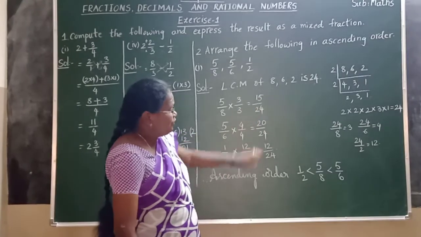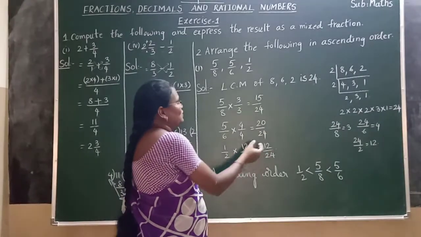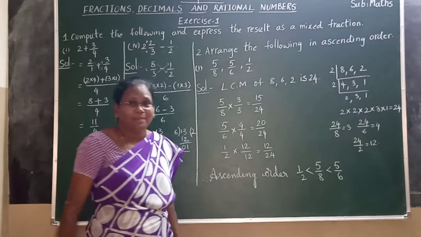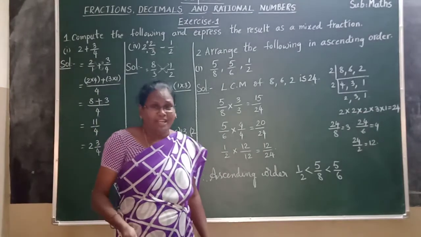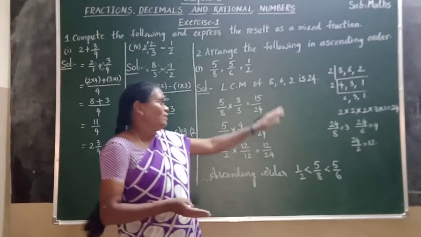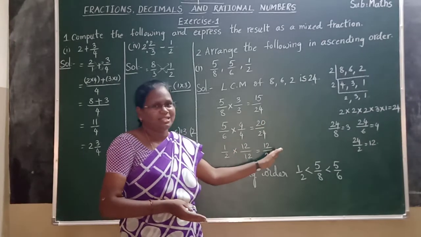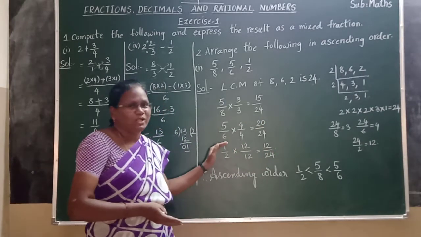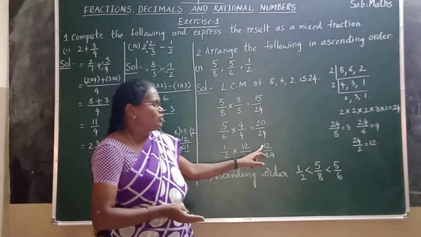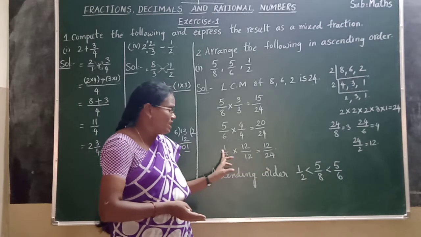Ascending order. Here we need not write these numbers. We have to write the fractions only. Why? Because we have to learn which is greater and which is smaller. Which is the smallest? 12 by 24 is the smallest, means 1 by 2.